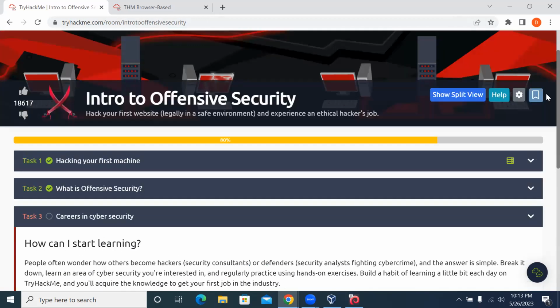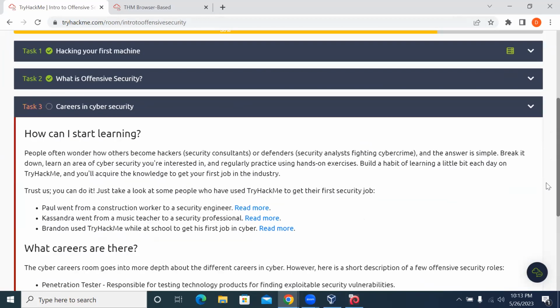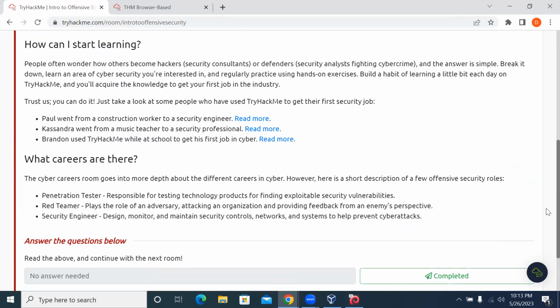So here you have various careers, and you can see the two tasks we have finished. You can notice that they are checked, right? Here we have various careers, so you can know where to fit in, right? So people often wonder how others become hackers or defenders. And the answer is simple: break it down. Learn an area of cybersecurity you are interested in.